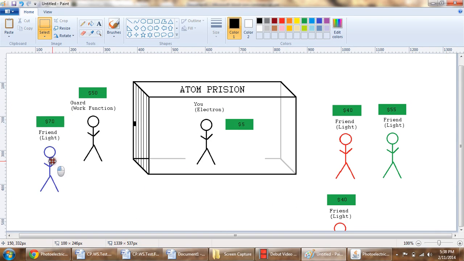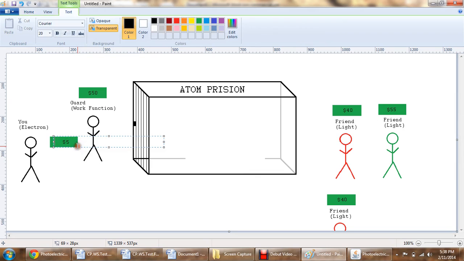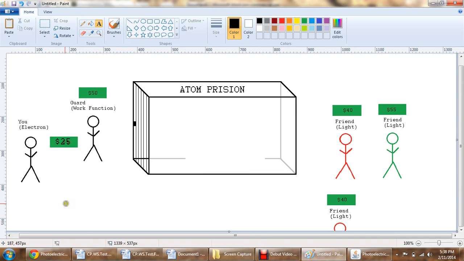Blue light friend comes along. $70. Looks at you. 5. Looks at your friend. 70. That's 75 total. Awesome. I only want 50. He takes 50. Friend disappears. You break free. Except instead of $5, you now have $25. You're happy. Guard's happy. You're free.